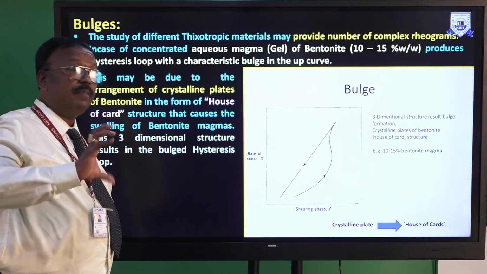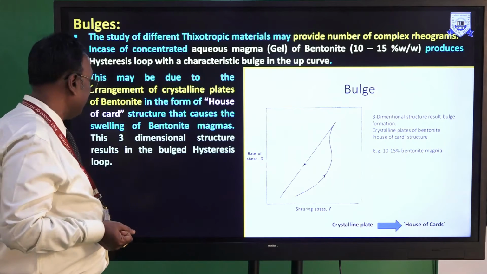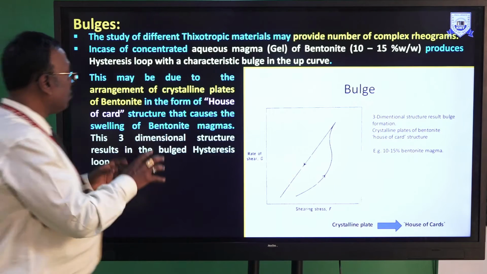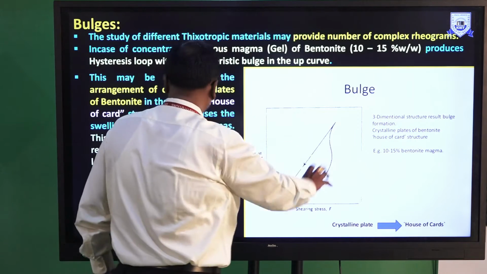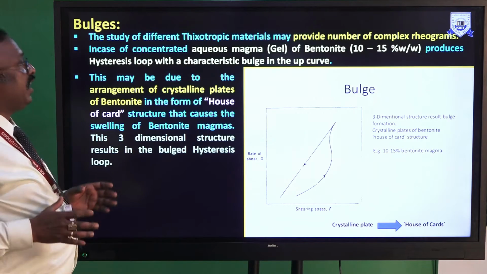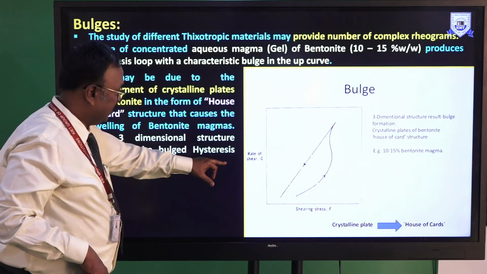Here, swelling of bentonite will take place. Because of the swelling of bentonite only, we get a bulged type of hysteresis loop. The bulged type of hysteresis loop, we can call it bulges.